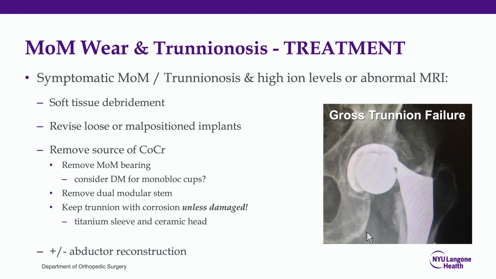You've removed the cobalt chromium from the equation, which is really the issue, and with the titanium sleeve on the titanium stem, you don't have ongoing corrosion, at least at a few-year follow-up. The reported outcomes have been quite good. With all these metal-on-metal failures or trunnion failures, you have to be worried about the status of the abductor, and so you should be prepared to perform an abductor reconstruction if necessary.